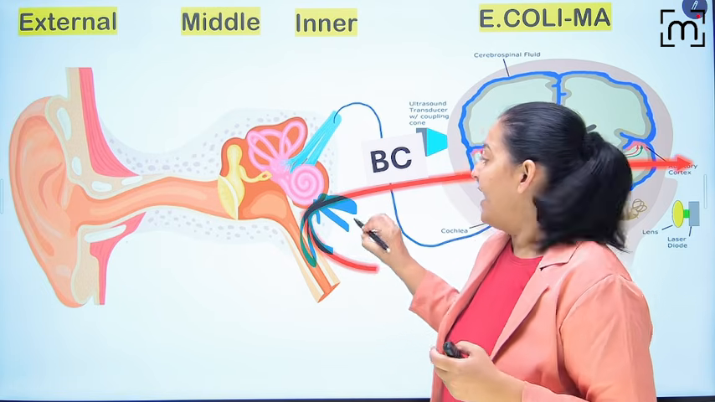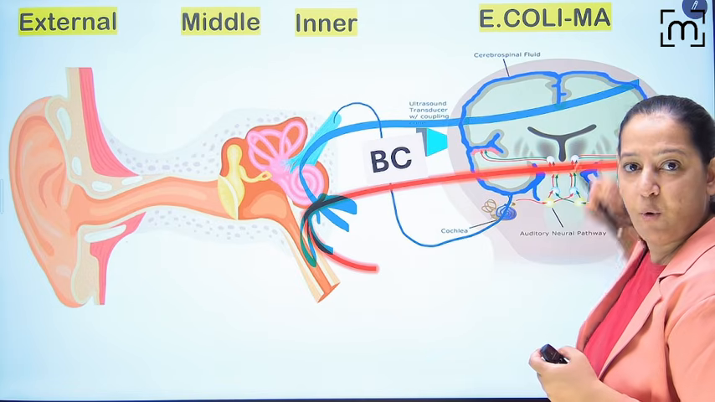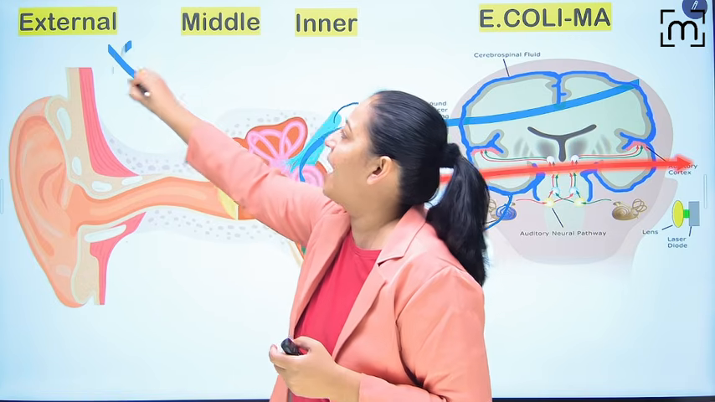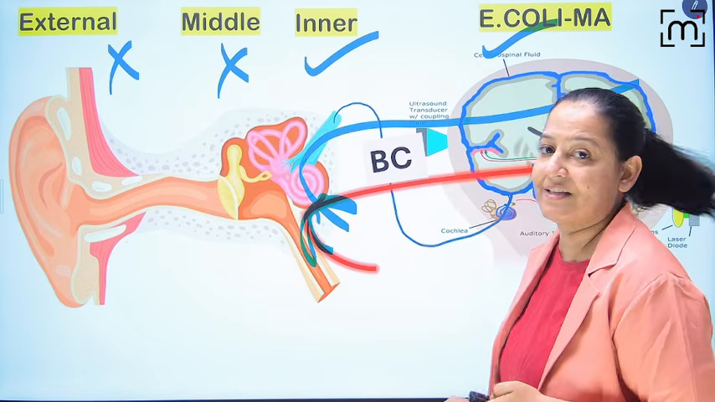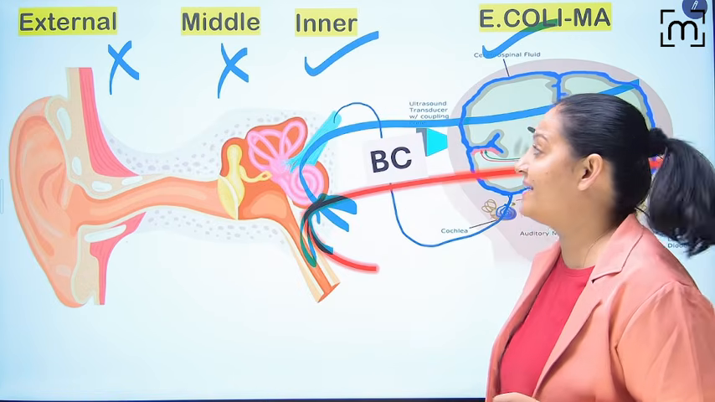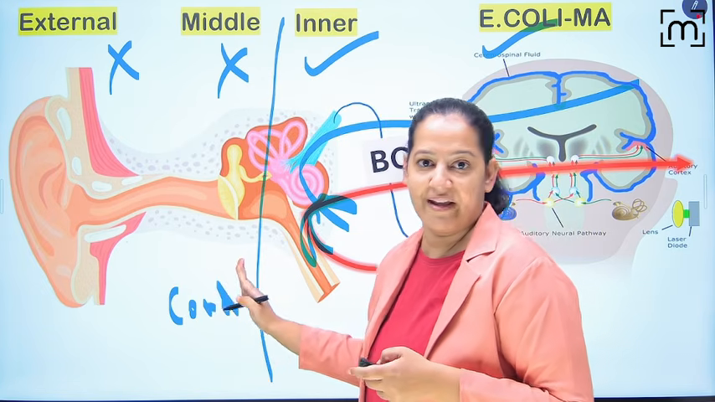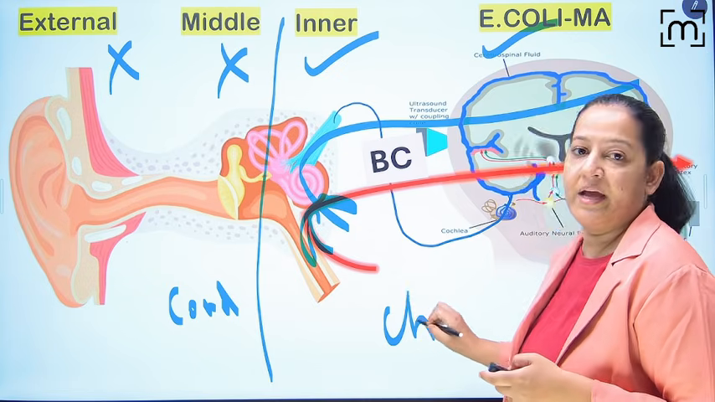It is going here, and from the cochlea, it is going to the ecolema. So I'm not testing this. I'm testing this and this. So BC tests the cochlear pathway. BC doesn't test the conductive pathway. It doesn't test the external and middle ear. BC tests the cochlear pathway. It tests the inner ear.